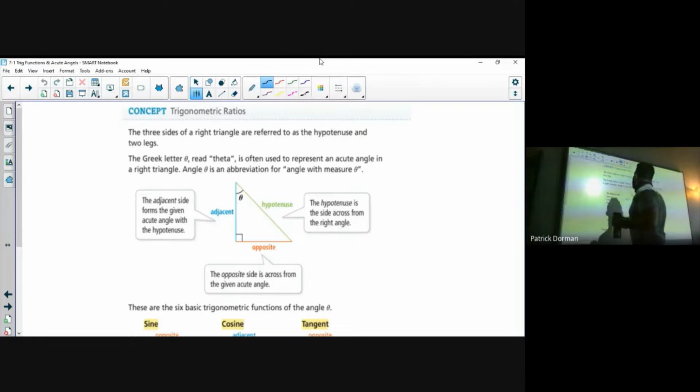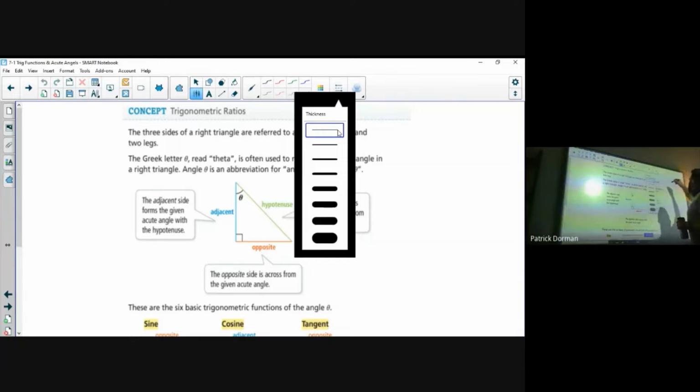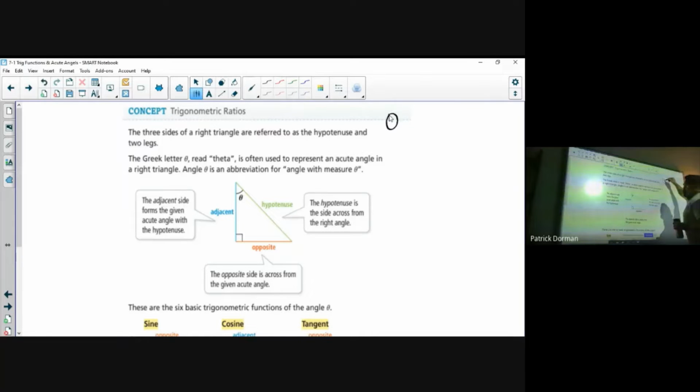And right, maybe it's been a little while. It wasn't on your vocabulary list, but I think that this is very important. Many people are like, Mr. Dorman, what is the circle with a line through it? This is theta. It normally represents an unknown angle measure. Unknown, not uncone. Unknown angle measure.